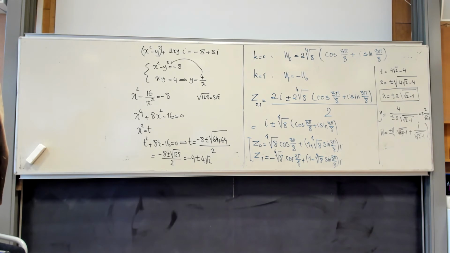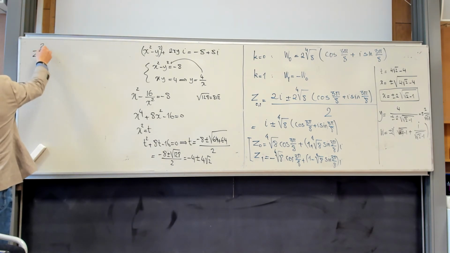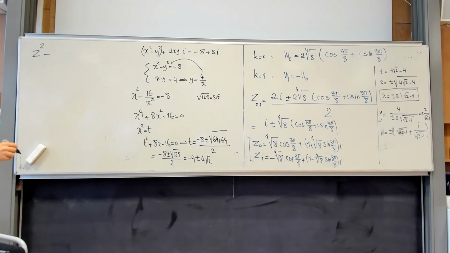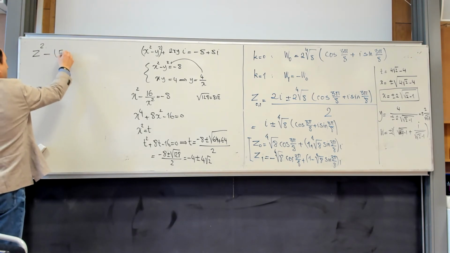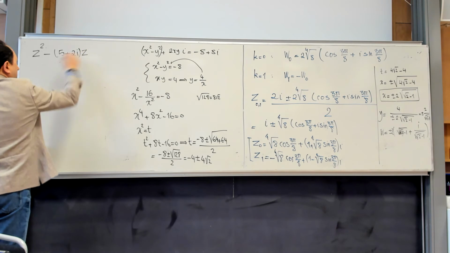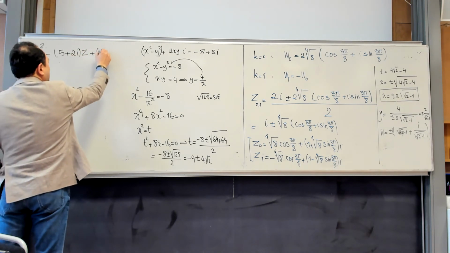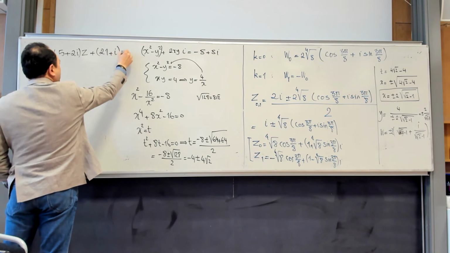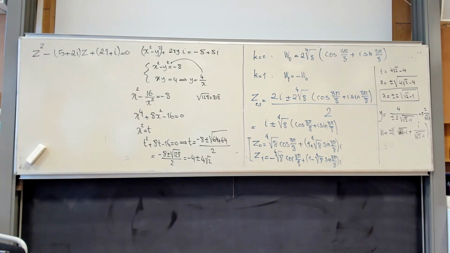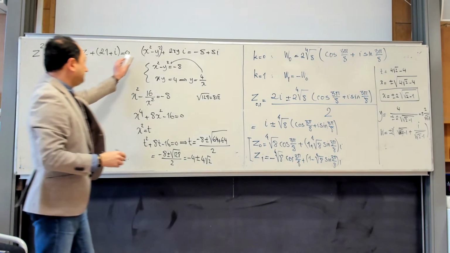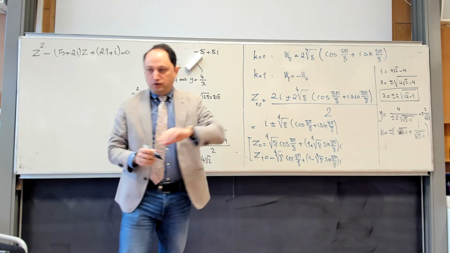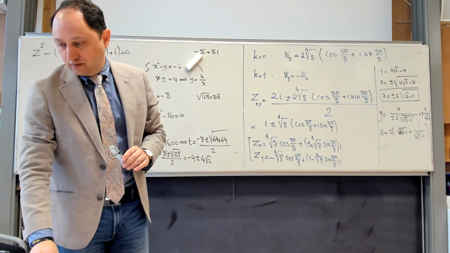So how you can do that, yeah, let me write it here for you. z squared minus (5 plus 2i) z, and then you have plus 21 plus i, yes, 21, I remember now. 21 plus i equals 0. We want to solve this equation. I can wait for you, by the way, so let me pause the video.